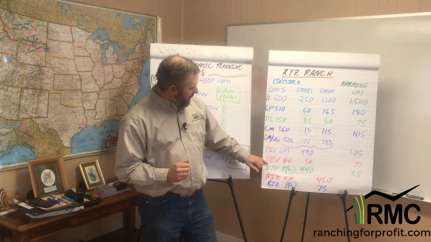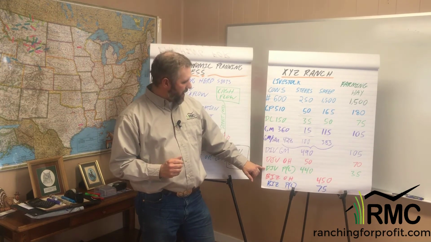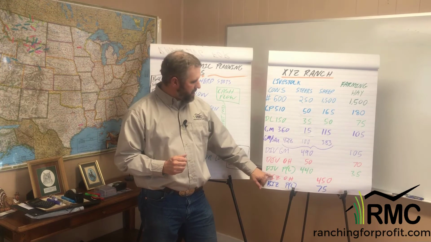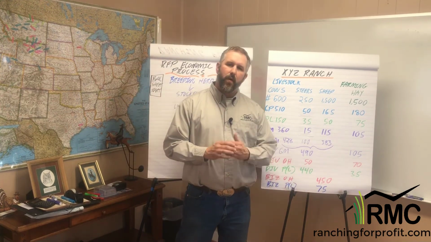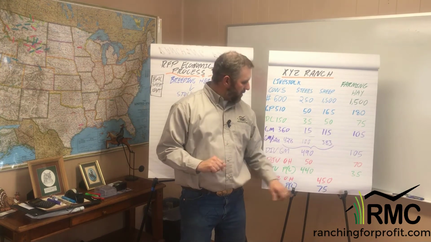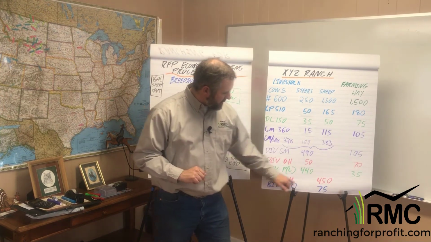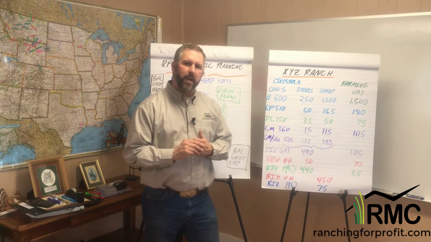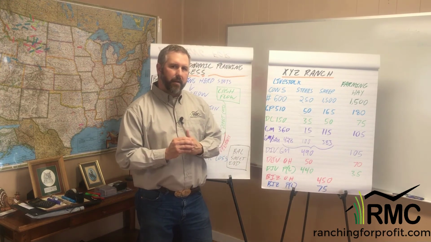At the end of this, we'll have a divisional profit or loss, and then we'll tack on the business overheads. For this ranch, it's $450,000 of business overheads that we need to service. So this ranch with all these is making a $75,000 profit at the end of the year.